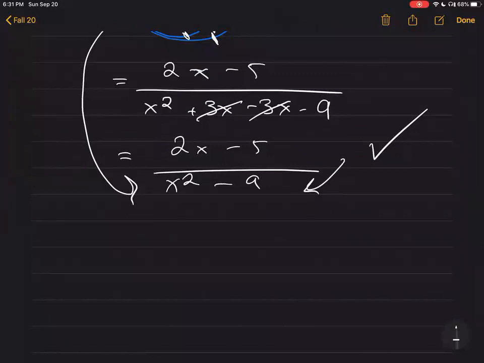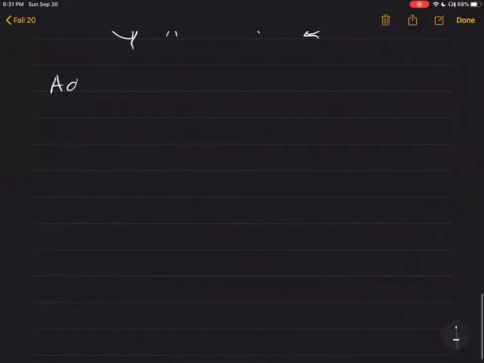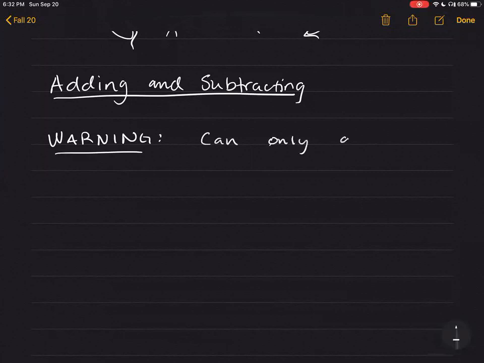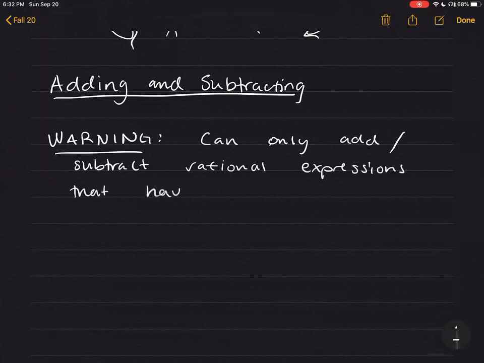Okay, cool. Now, adding and subtracting. It is actually harder than multiplication and division, because, warning, you can only add or subtract rational expressions that have the same denominator.